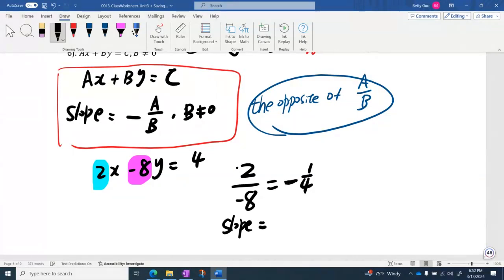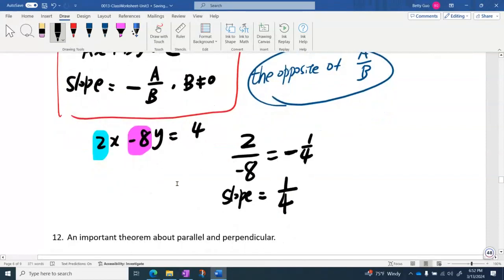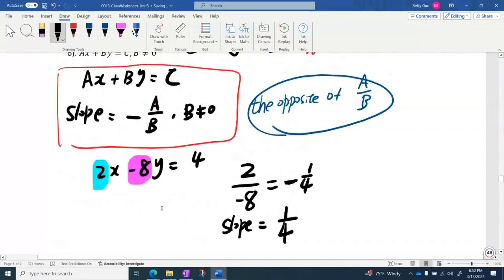What's the opposite of negative 1 over 4? Positive 1 over 4. In fact, if you really grasp this technique, you can find the slope super fast. Simply use the blue over pink and then flip the sign. Flip the sign. We're going to use this formula later. Any question about this problem?